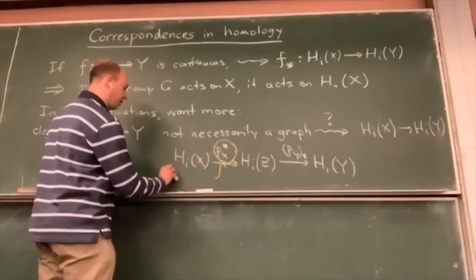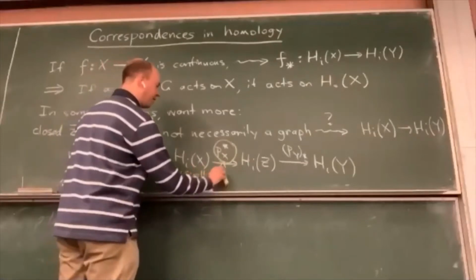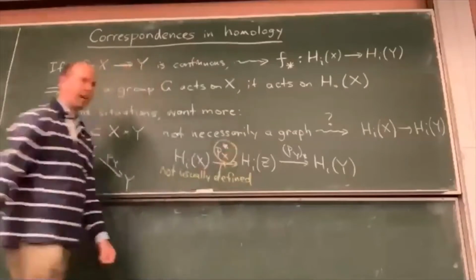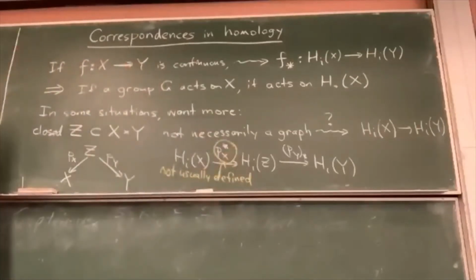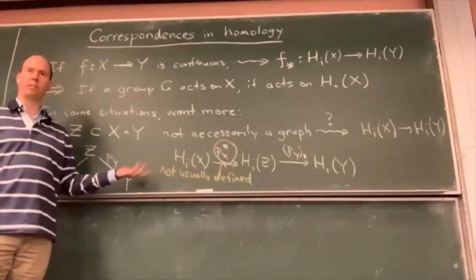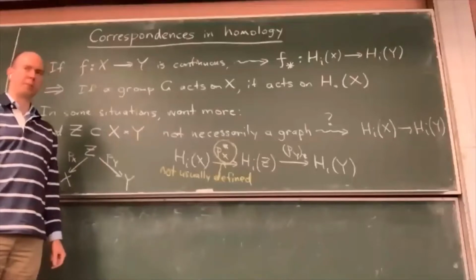But the problem here, of course, is that this pullback doesn't generally make sense. So this is not usually defined if you're talking about homology. Homology is a covariant functor. It has push forwards, and ordinarily the thing you think of as having pullbacks is cohomology, the contravariant functor, the dual of homology, at least if you're working with fields with complex coefficients.